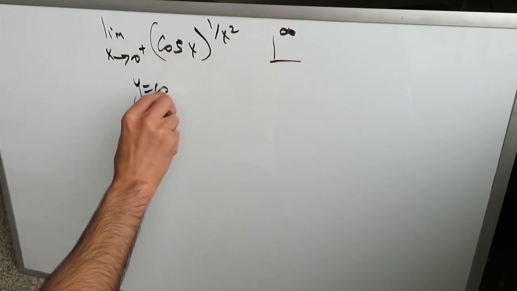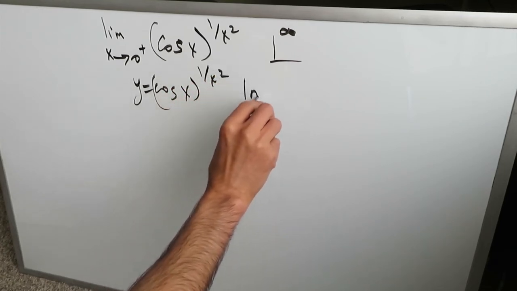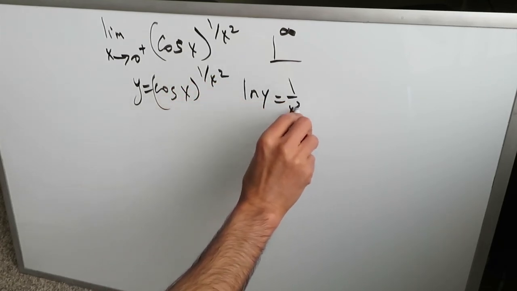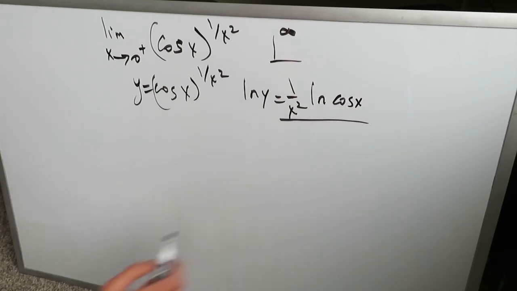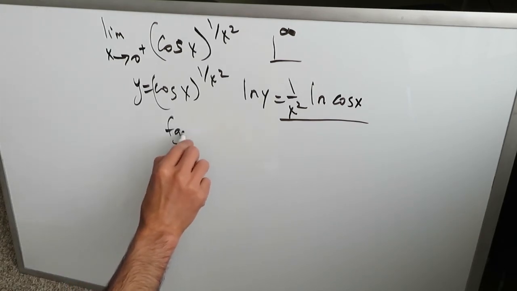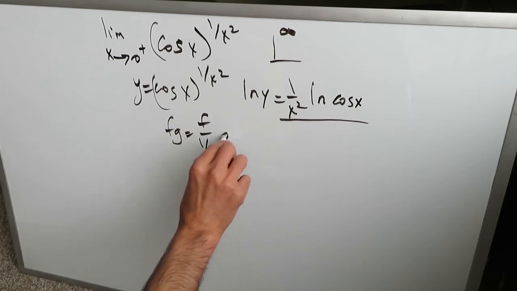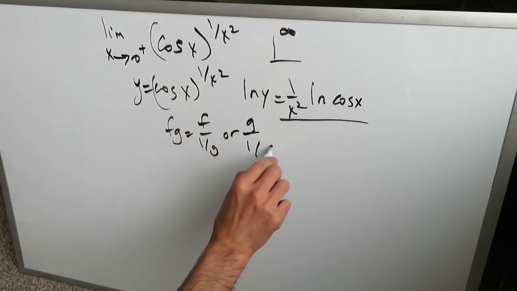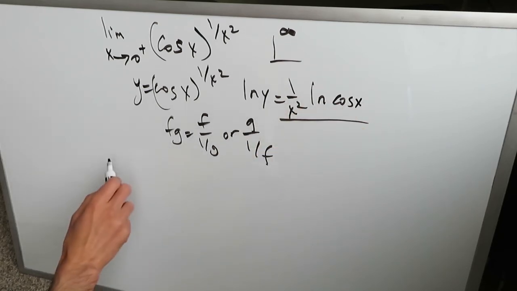y is equal to cosine x to the power of 1 over x squared. Natural log y is equal to 1 over x squared natural log cosine x. And here's my indeterminate form of the products. We can run this through the quotient rule. You know what the quotient rule now is in terms of these limits. It's either f over 1 over g, or g over 1 over f. You can decide which one you want to use. I'll keep the natural log in the numerator.